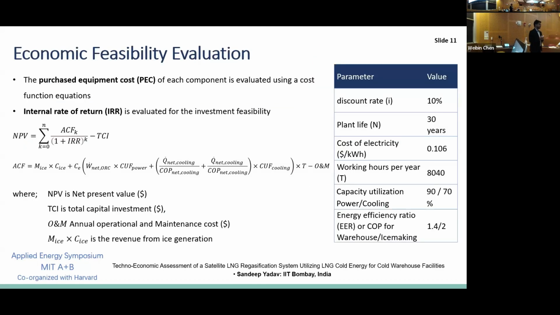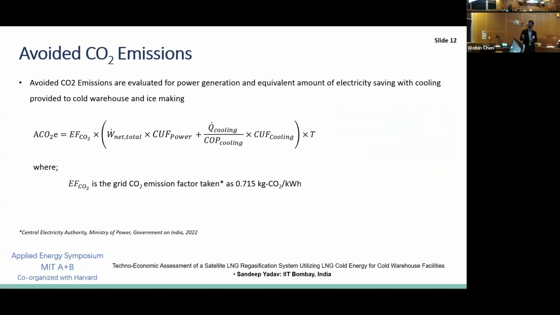Now, apart from the thermodynamic analysis, I have also done an economic analysis. The economic purchase costs are calculated using cost equations, and we have calculated the internal rate of return to evaluate the investment feasibility. In addition, we have also done the annual cash flow analysis to evaluate the system's economic feasibility. So these are all the economic parameters that I've used.